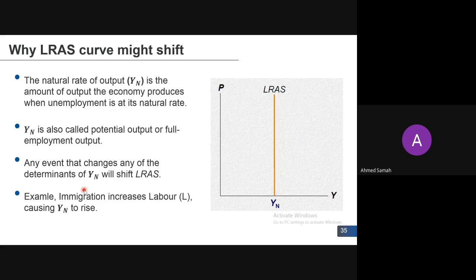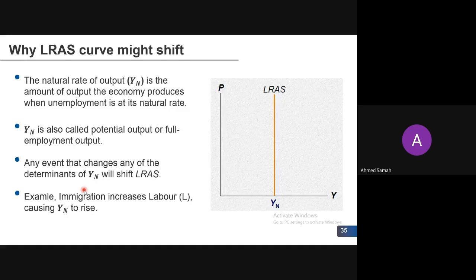So if there's an immigration of people into the country, that means the overall labor force of the market will increase. So there will be more labor to produce goods and services. So when that happens, that means the PPF now will be able to move out of the PPF curve.